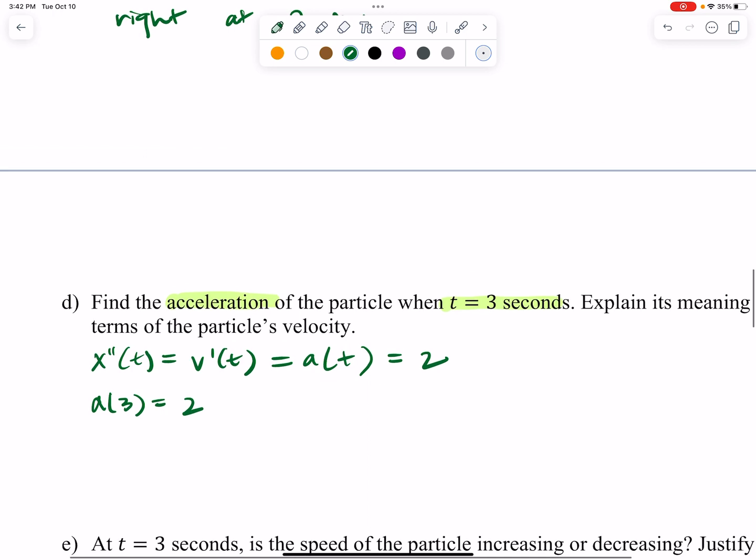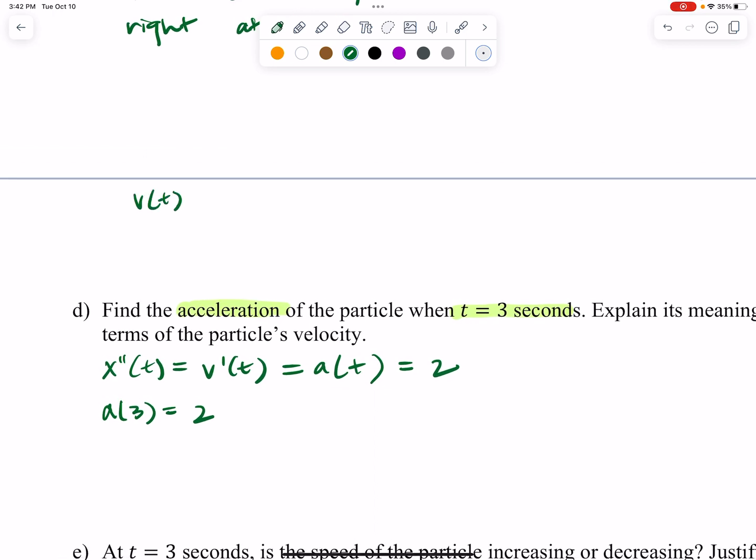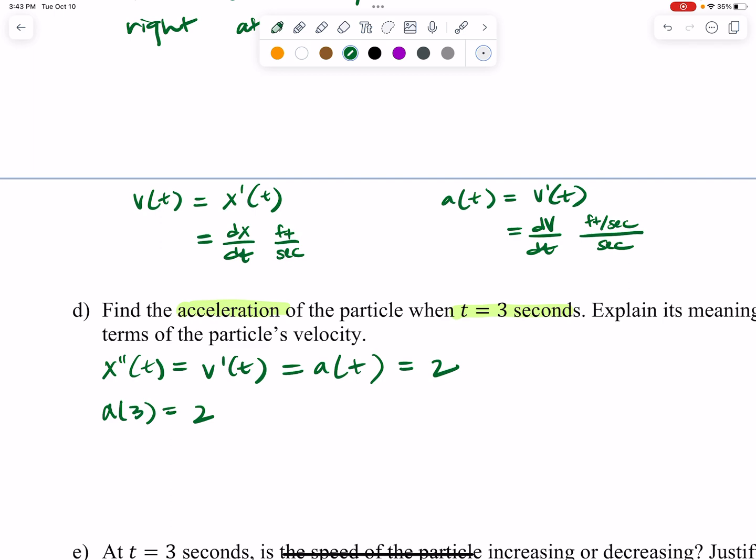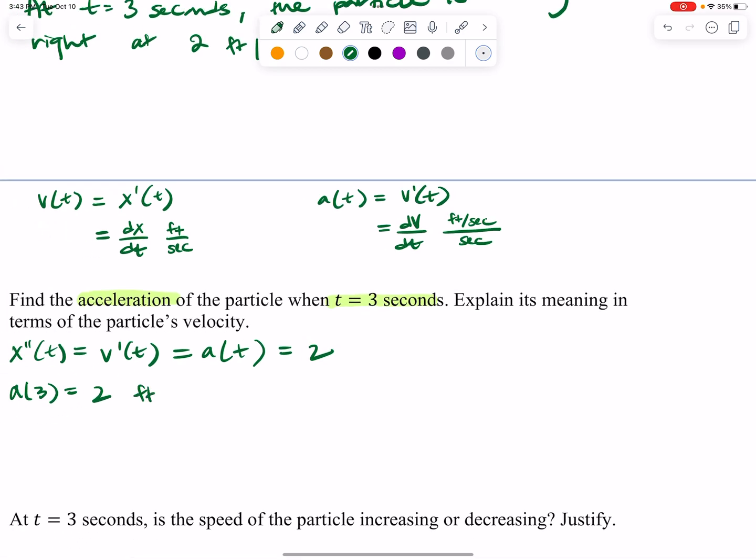Now, what would the units be? Well, if v of t is equal to x prime of t, the derivative of that position function, where it was position in feet as a function of time, its derivative could also be written as dx over dt, where x is measured in feet and time is measured in seconds. That's a nice notation for determining units. Since a of t is the derivative of velocity, that could be written as dv over dt. Velocity is measured in feet per second, and time is still measured in seconds. Well, feet per second per second, that can simplify down to be feet per second squared.